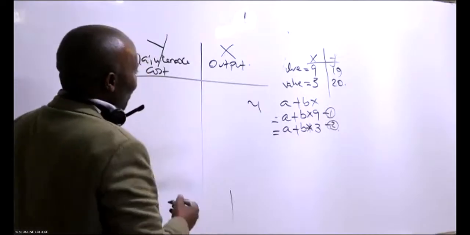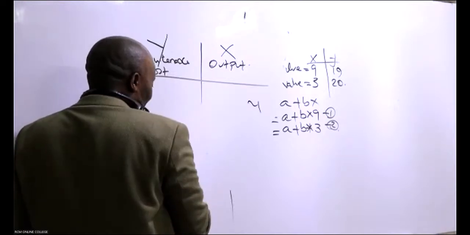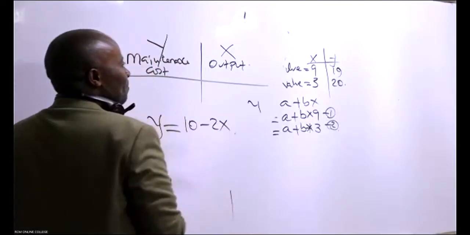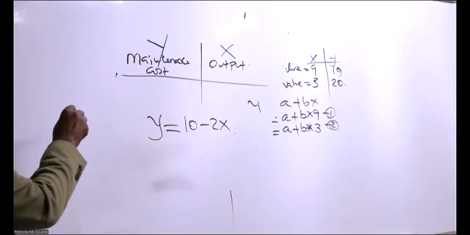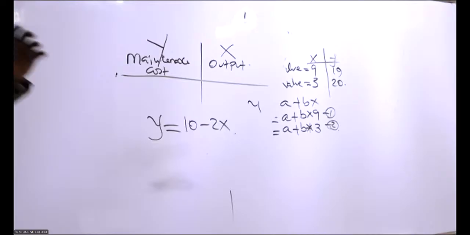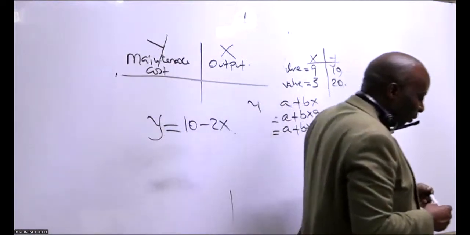Now let me ask you a question. If, for example, they give me this kind of a question and tell me to come up with a regression, and I come up with a regression like this: Y equals 10 minus 2x. According to your understanding, will this equation be plausible? Why are you saying no, you bright people? Talk to me. Give me a reason.